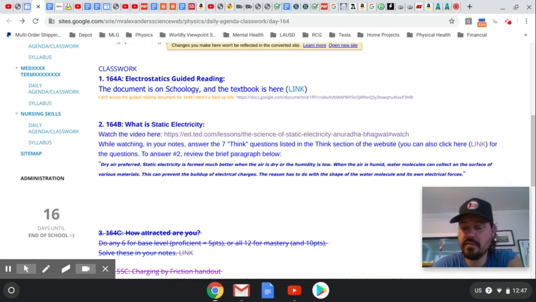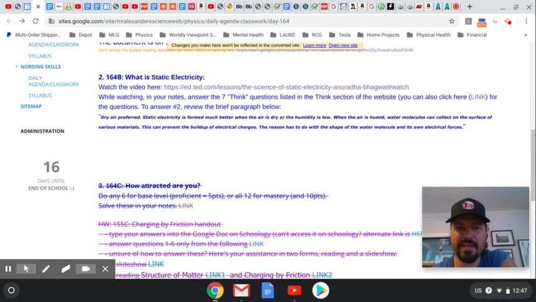Okay. In a little while, I will post the answers to the guided reading, and you can take a look and check your stuff. That's it for today. Tomorrow, more electrostatics. Soon we're going to have you make some stuff on your own at home. And yeah, there you go.